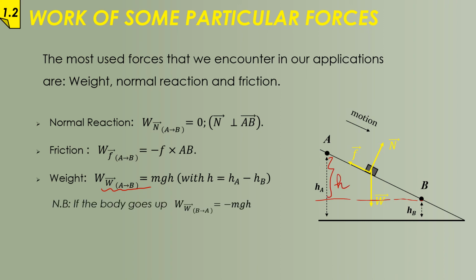Now, you can always distinguish between two situations. If we are moving from A to B, from up to down, we use plus mgh. There is positive work. If the box or the object is moving from below to up, from B to A, in this scenario, the work done is going to be minus mgh.